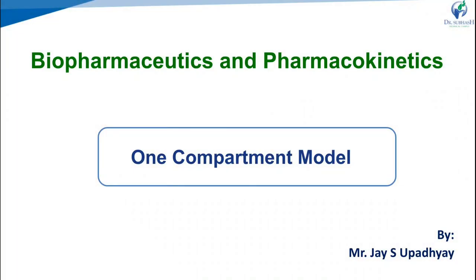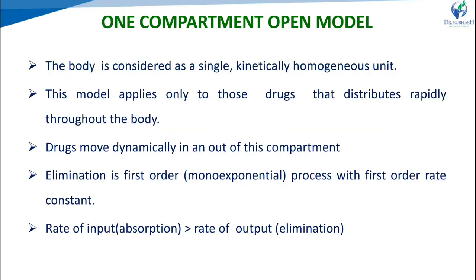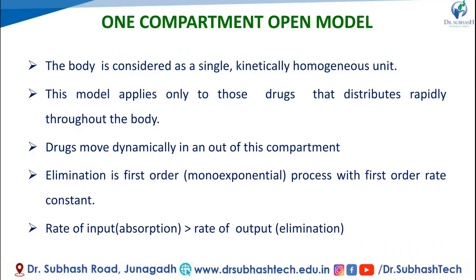Hello everyone. Today we are going to discuss the one compartment model. The one compartment model is the simplest model that we see in pharmacokinetic modeling. It is based on the following assumptions. We consider the body as a single compartment, which is a kinetically homogeneous unit.